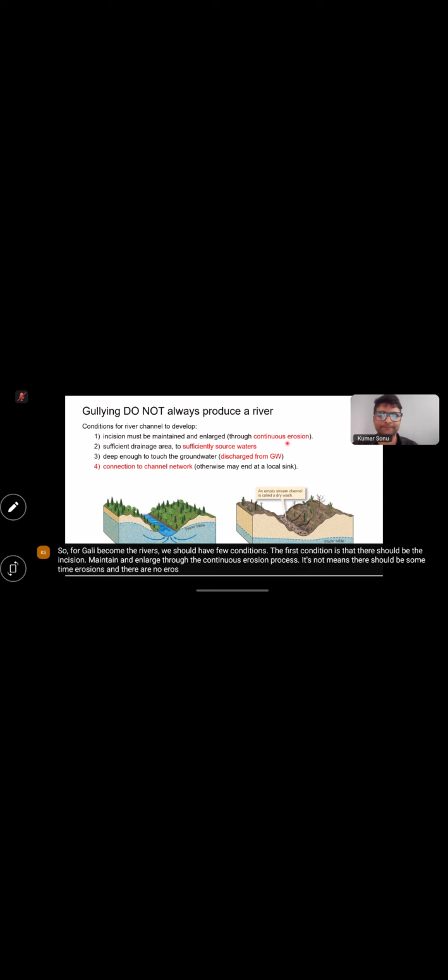The first condition is that there should be an incision maintained and enlarged through a continuous erosion process. It doesn't mean there should be erosion sometimes and no erosion at other times, and there should always be sufficient water resources to drain a sufficient area. If there is not sufficient water, that means during the dry period when there is no rainfall there is no water, that cannot be counted as a river.